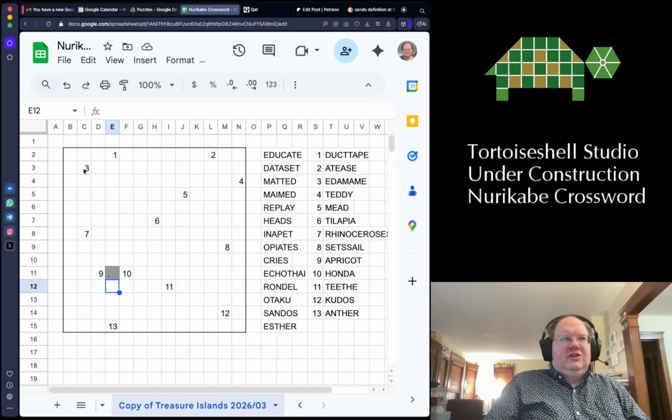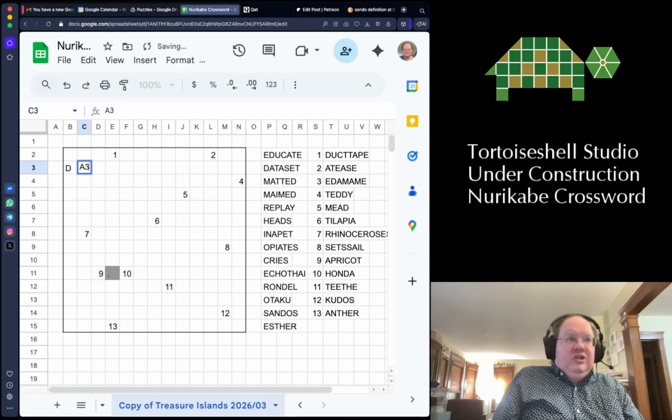Okay, so if 3 is edamame, we have the E up here, but we need the D of educate to be for duct tape, which means that this needs to be D, A3. And since we only have one letter before here, that must be E, so again, that has to go like that to get out. D1, U, C.